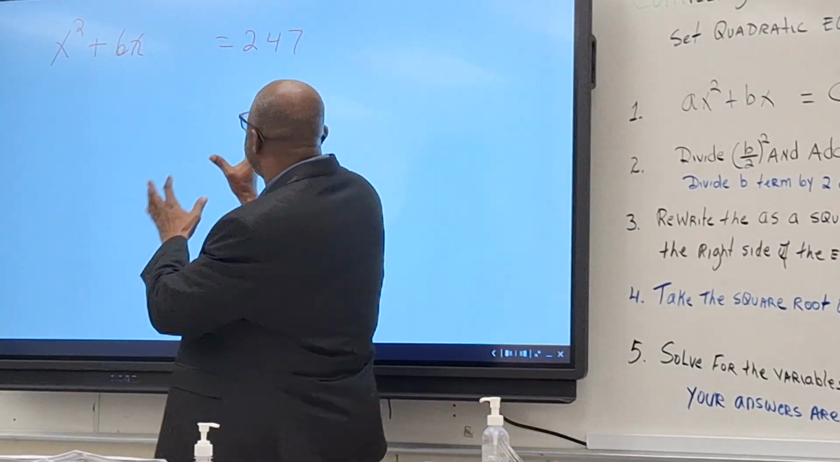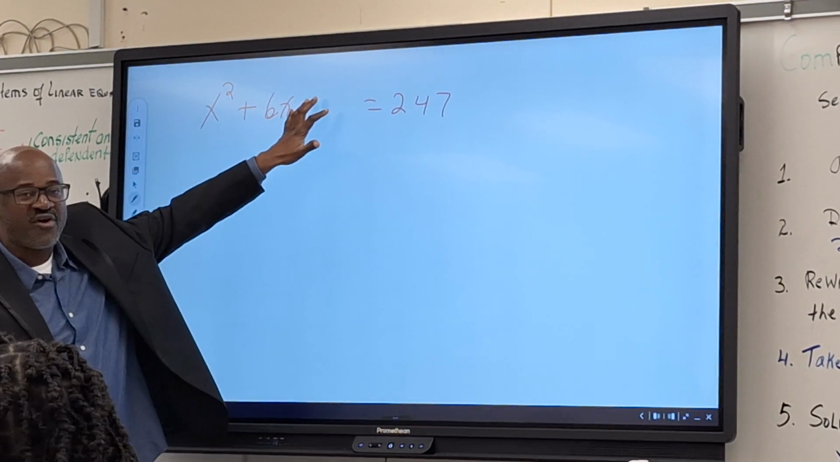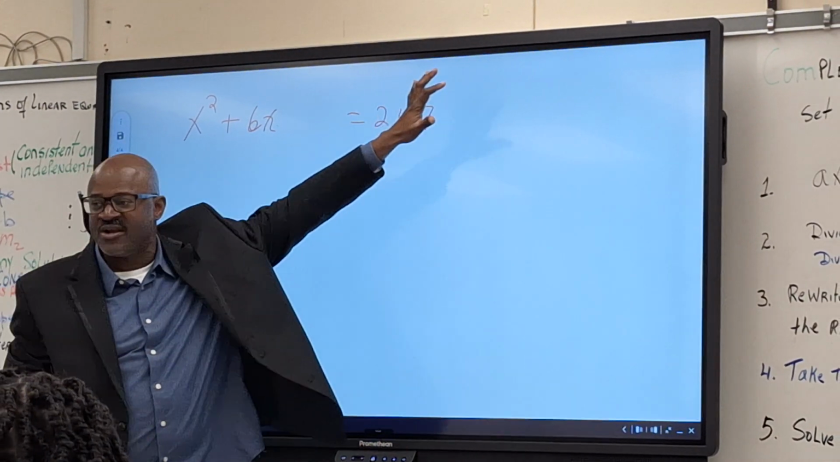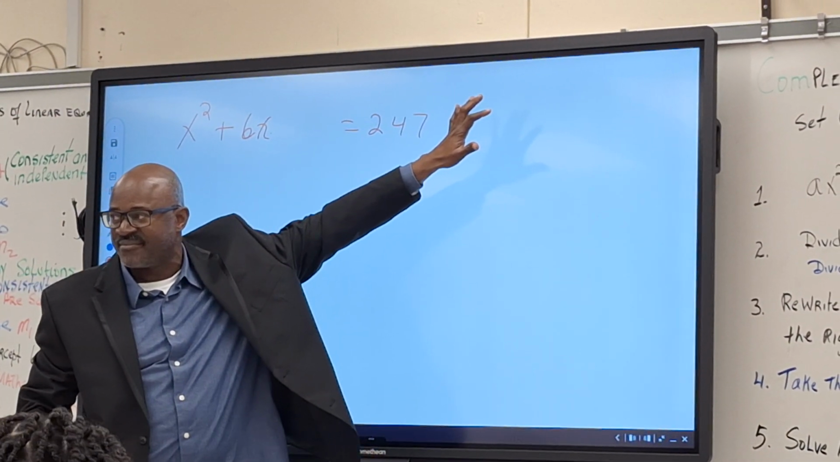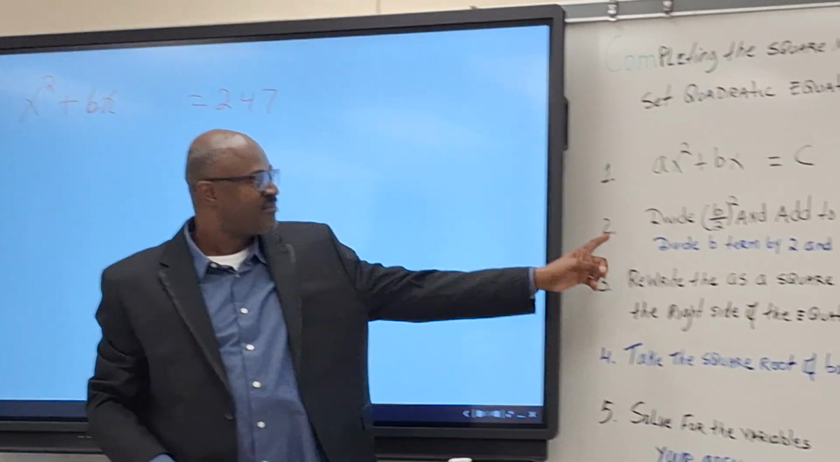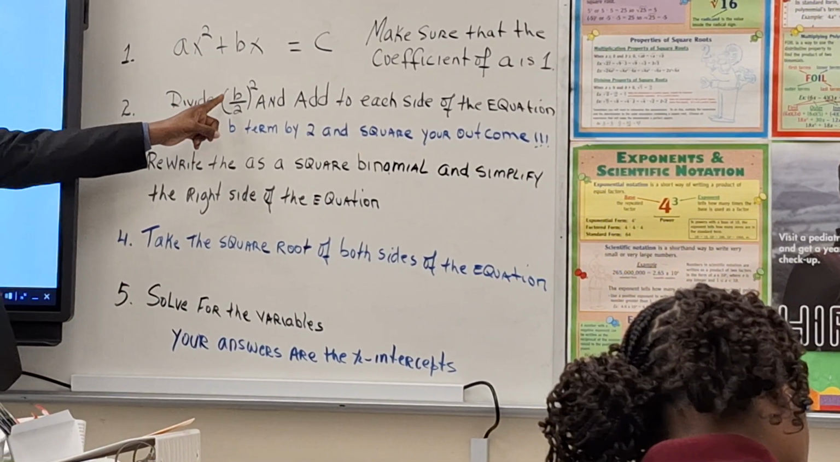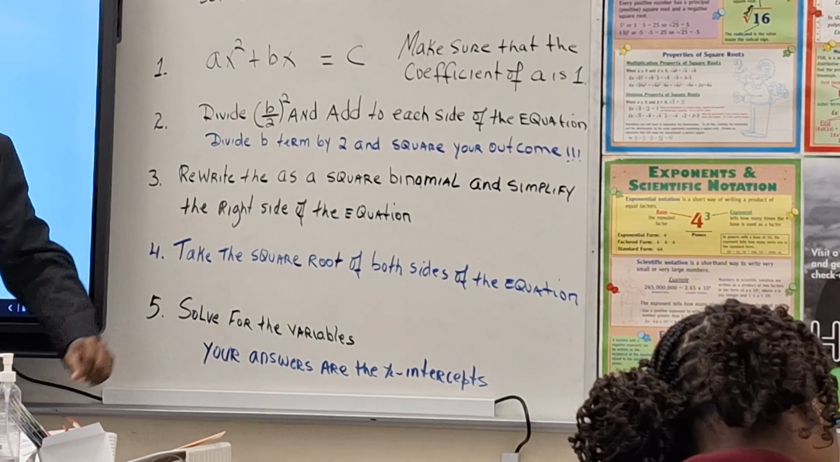In this case, they already moved c for you to the other side. In other words, it was negative 247 here. They already added 247 for you on that side. Make sense? Now, the second step is telling you to take your b term, divide by 2, then square it and add it to each side. And that's what we are going to do.